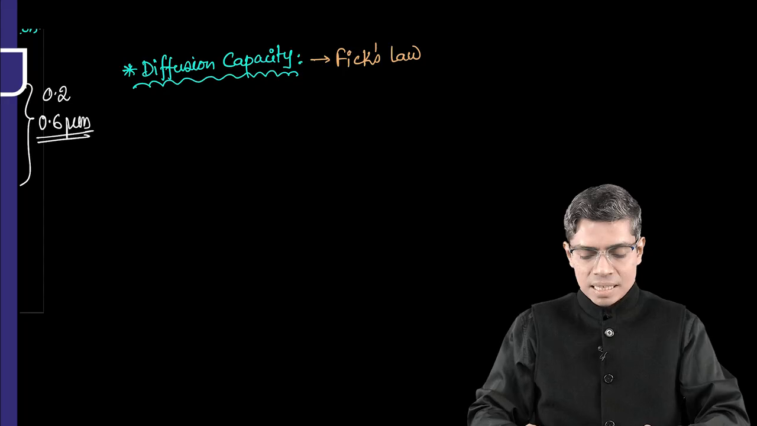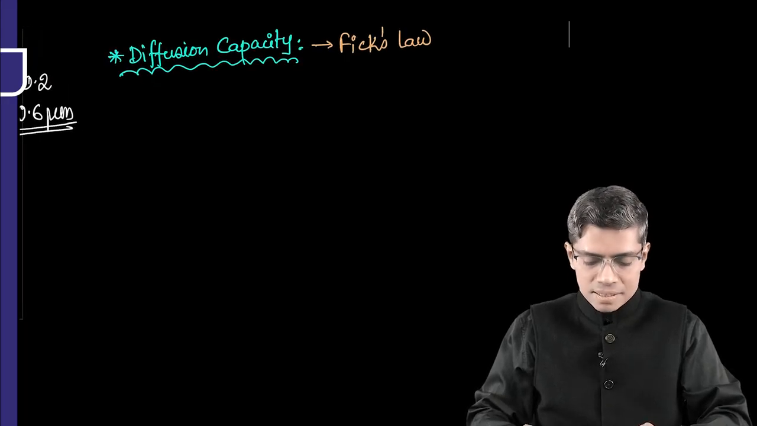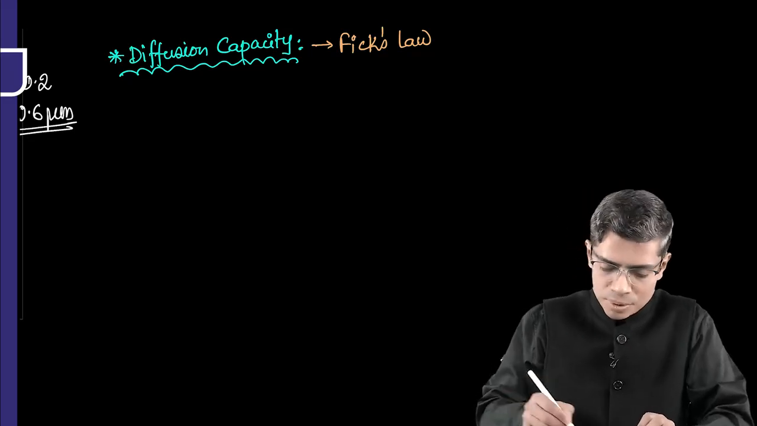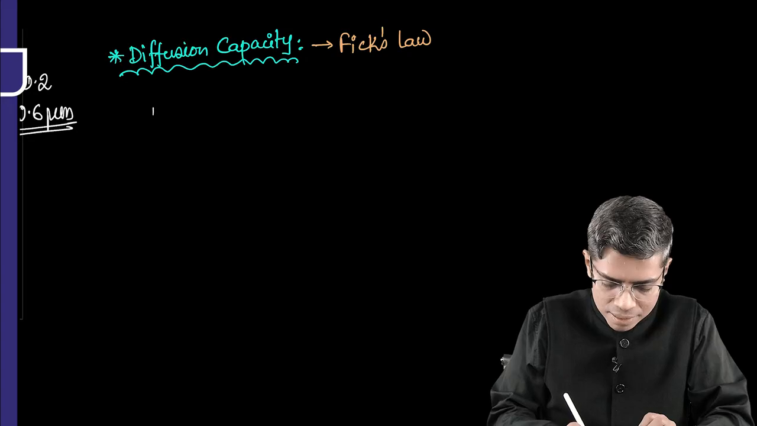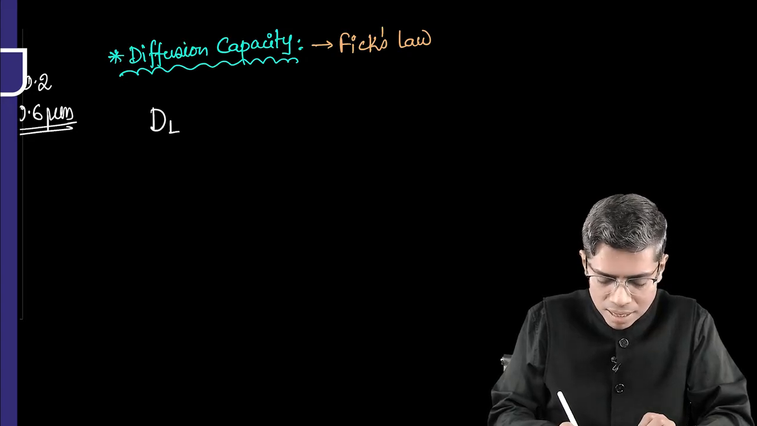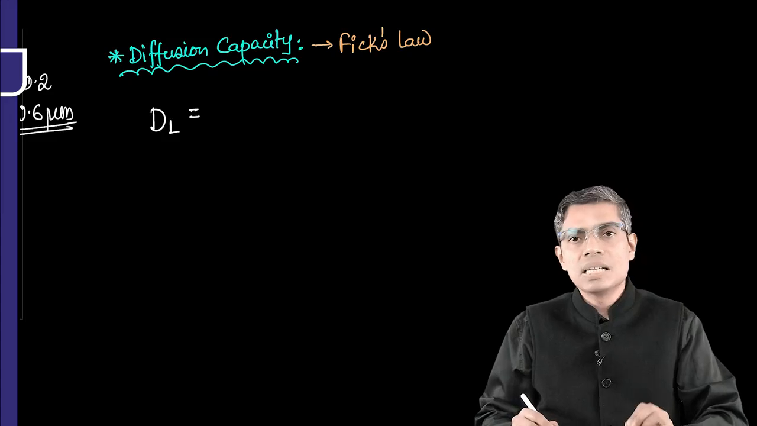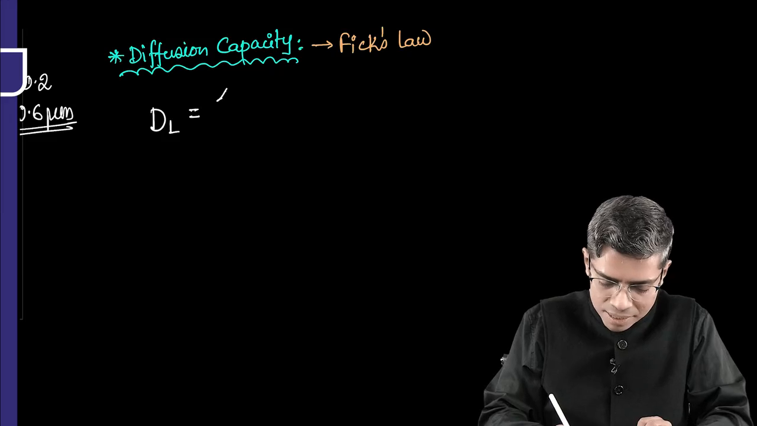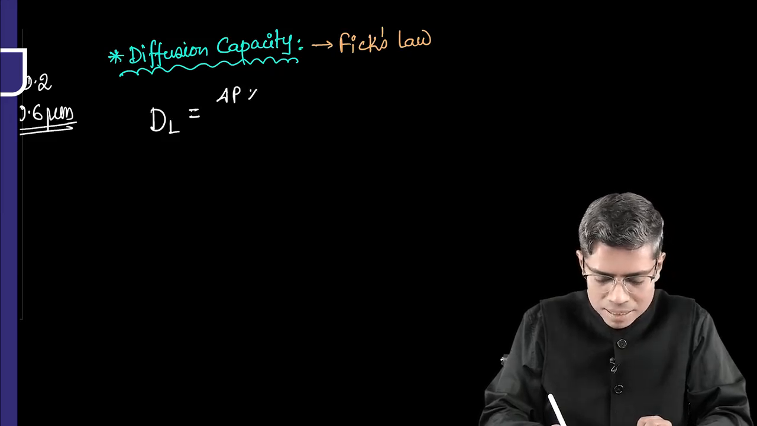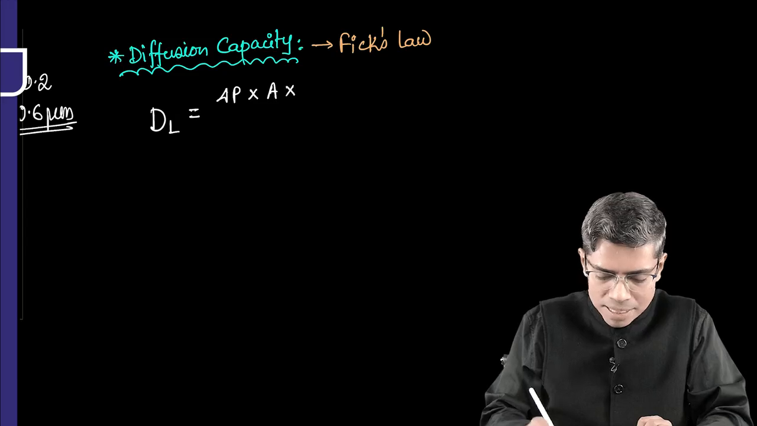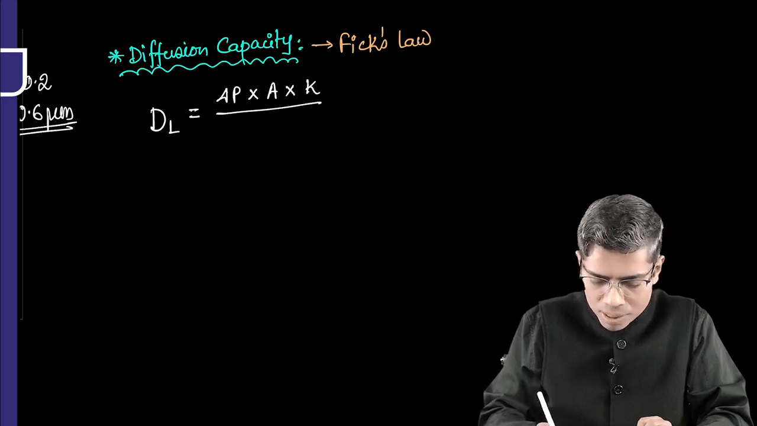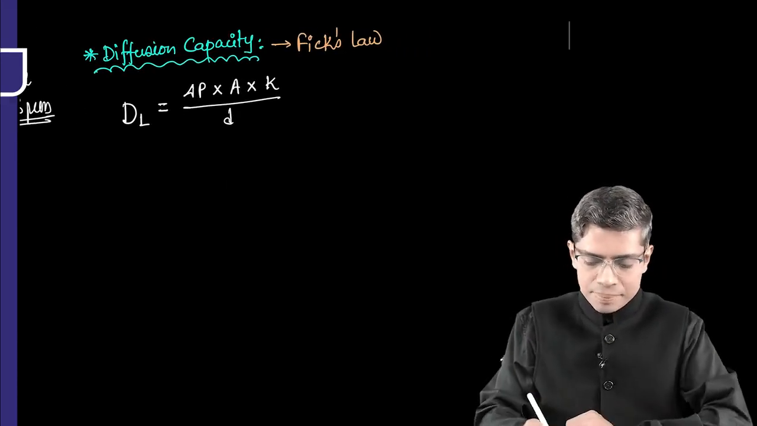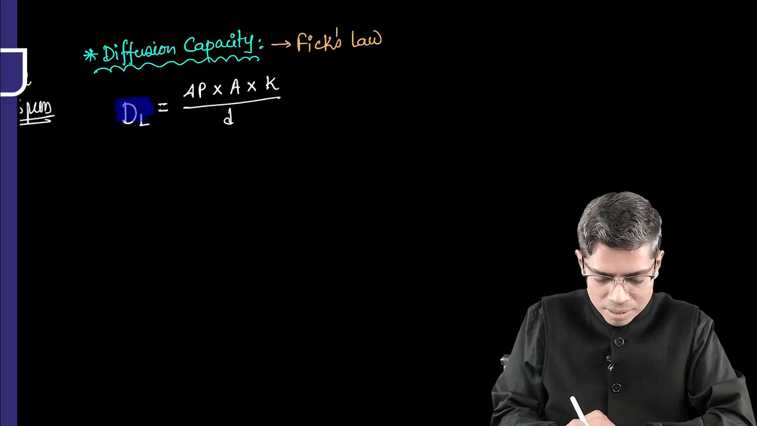In the same way, if you want to assess the diffusion capacity of the lung, you have to follow this Fick's law of diffusion. If you look here, diffusion capacity of the lung, that is DL, is equal to, I am writing this Fick's law in a slightly modified version, delta P multiplied by A multiplied by K upon D, right? So DL is the total diffusion capacity of the lung.